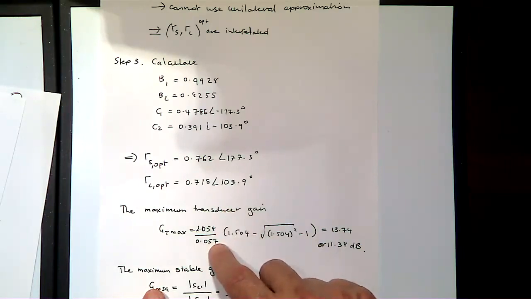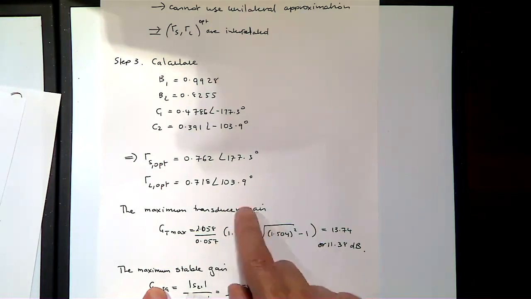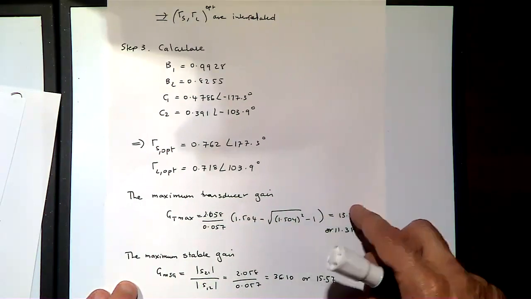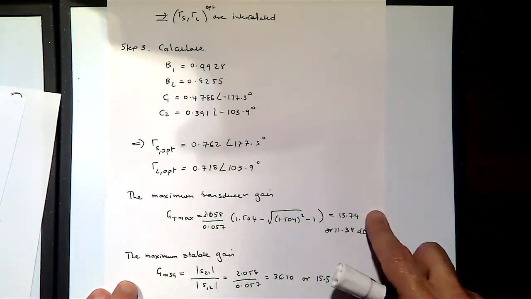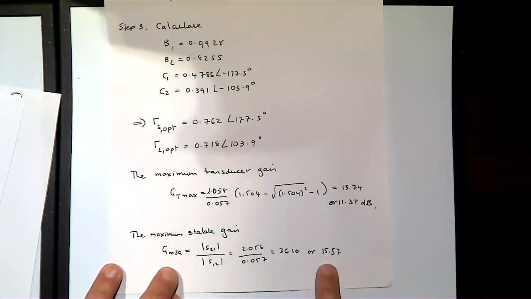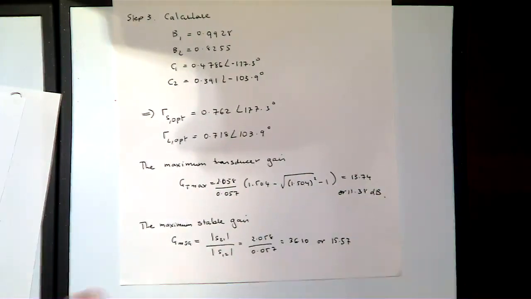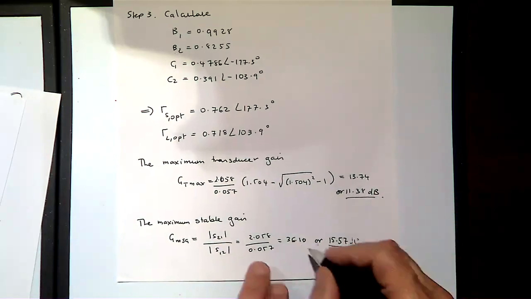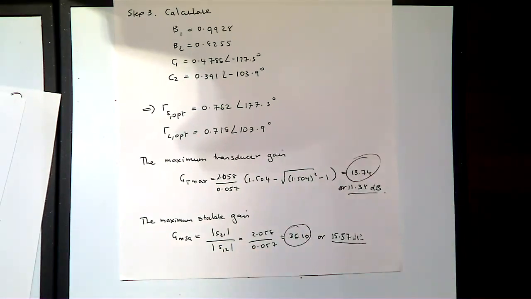Anyway, this is the formula for GT max, which is essentially the magnitude of S21 over the magnitude of S12, times brackets K minus the square root of K squared minus 1. If you go through this, you can work out your GT max, and also your maximum stable gain, which in this particular case is 15.7 dB. That should have a dB behind it, or this is in linear units.